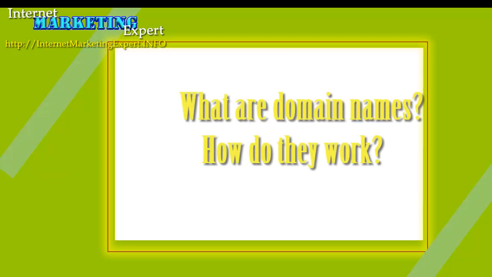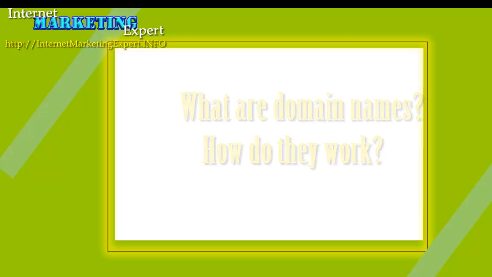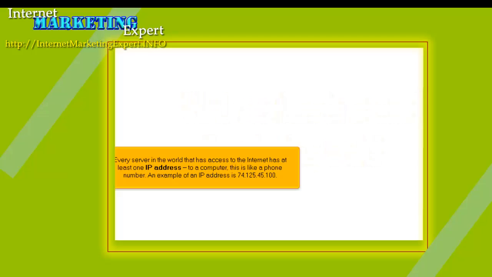What are domain names? How do they work? Every server in the world that has access to the Internet has at least one IP address. To a computer, this is like a phone number. An example of an IP address is 74.125.45.100.